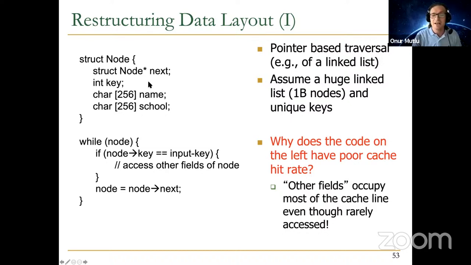consecutively in memory. What's happening over here is you have, let's say, 4 bytes of a pointer, 4 bytes of an integer, 8 bytes, okay? But now you have a 256-byte name, 256-byte school. So this is much larger than a cache block, as you can see. So this spans multiple cache blocks. So the locality that you really need, which is the locality of accessing different nodes' keys and different nodes' next pointers, cannot be exploited in the cache because you have structured your data not so nicely.